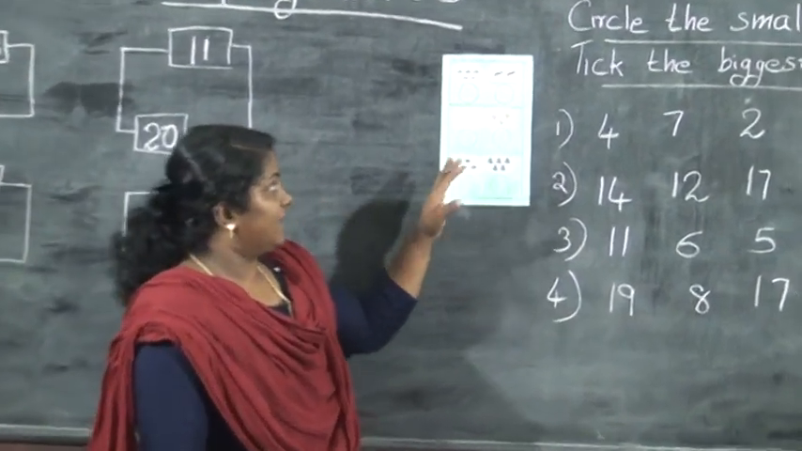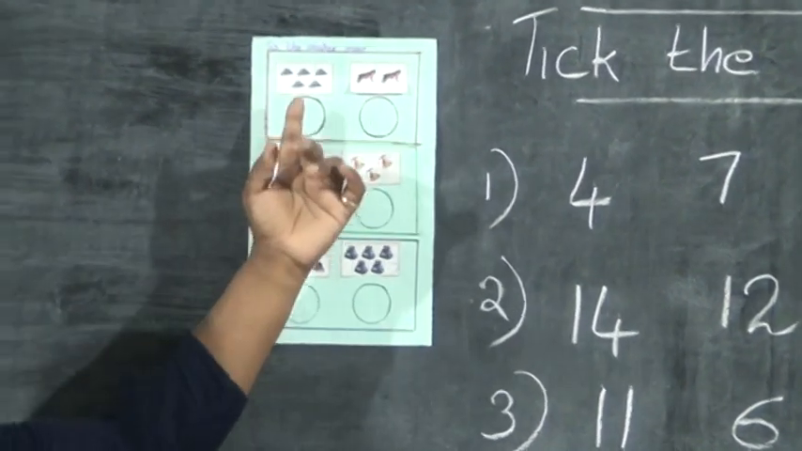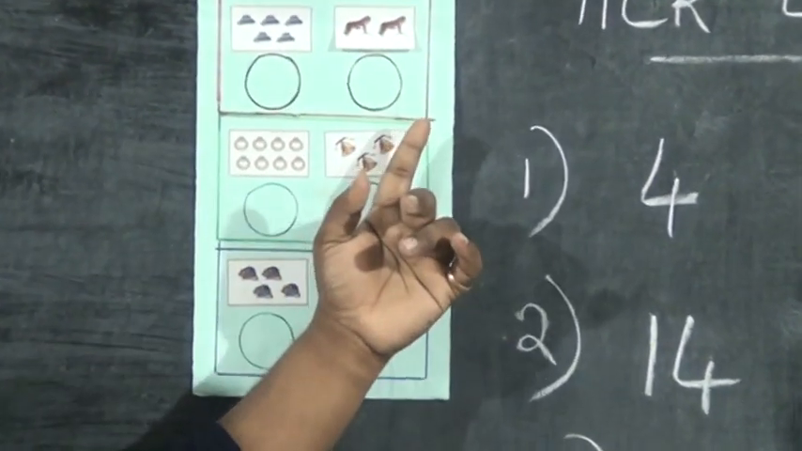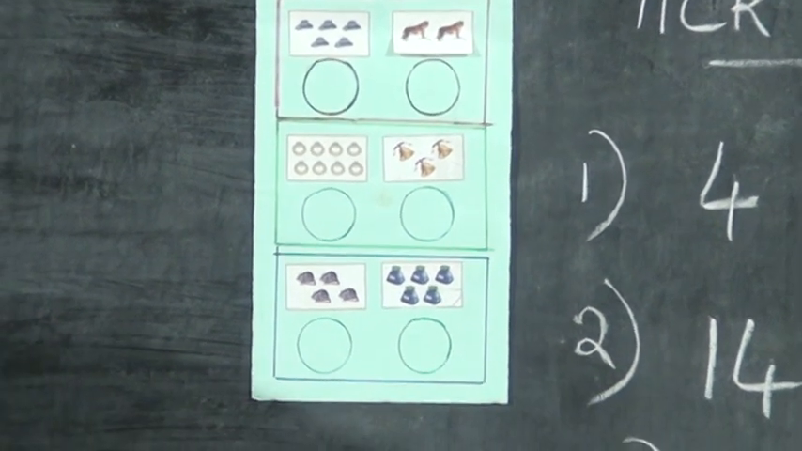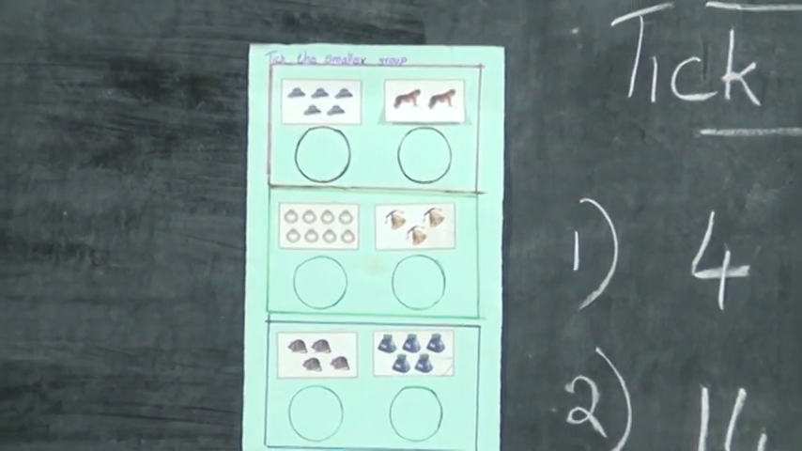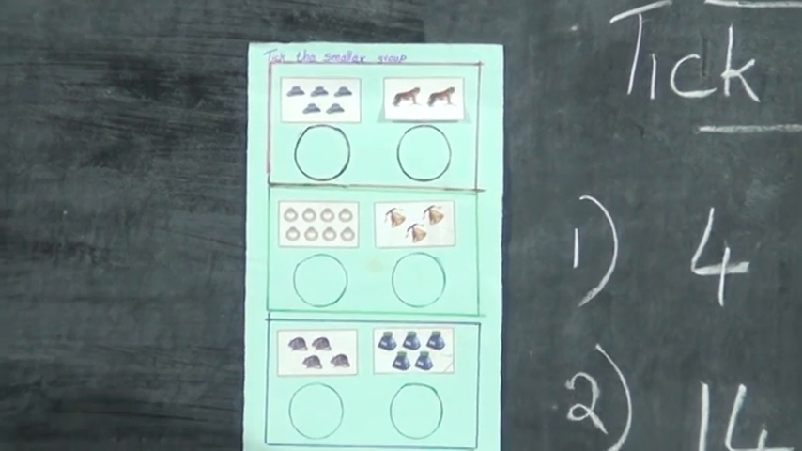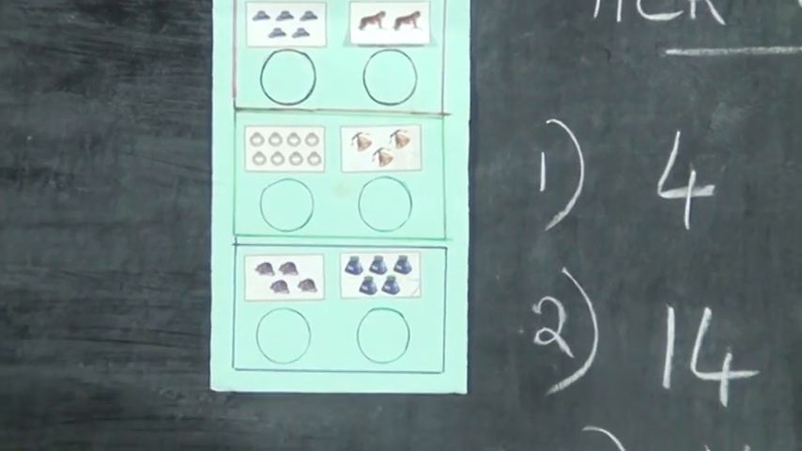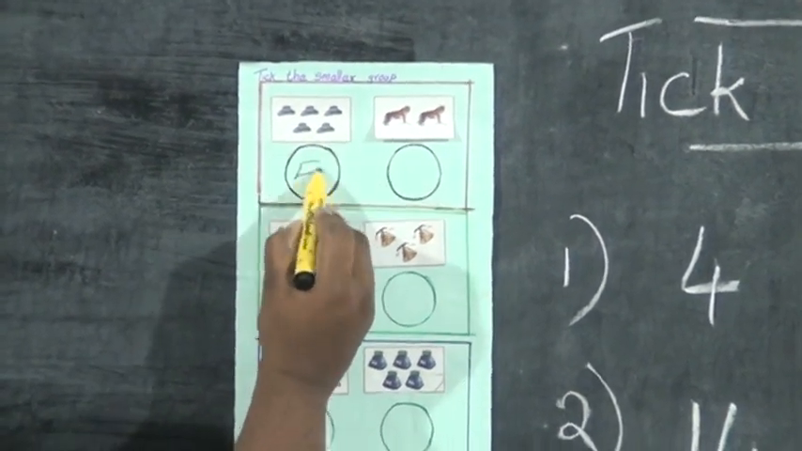Here you can see so many groups, isn't it? First we have to count and write how many are there. And the second step is to compare. First we have to count and write the numbers, and the second step we have to compare the groups. Okay, let us start. Here you can see 1, 2, 3, 4, 5 hats.